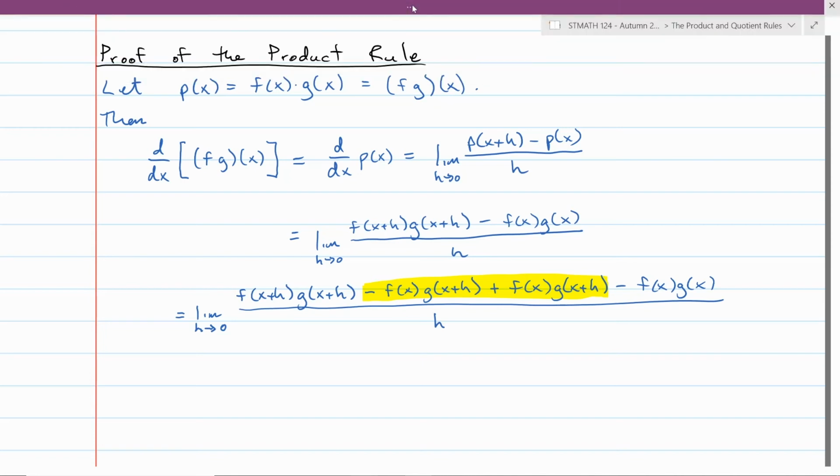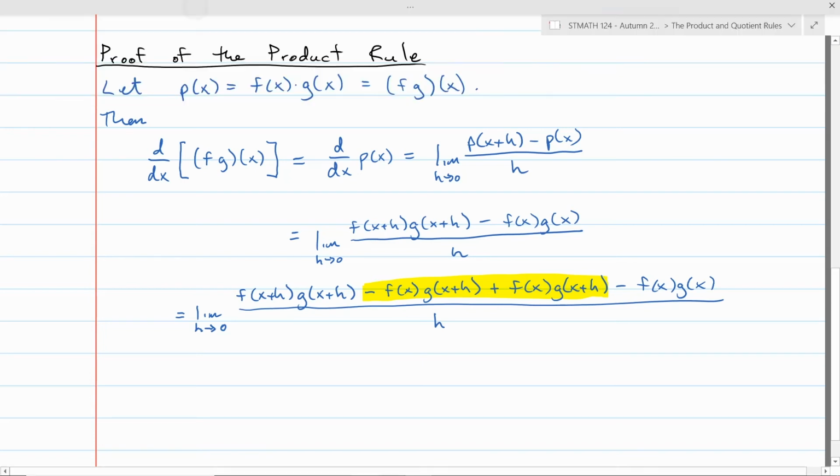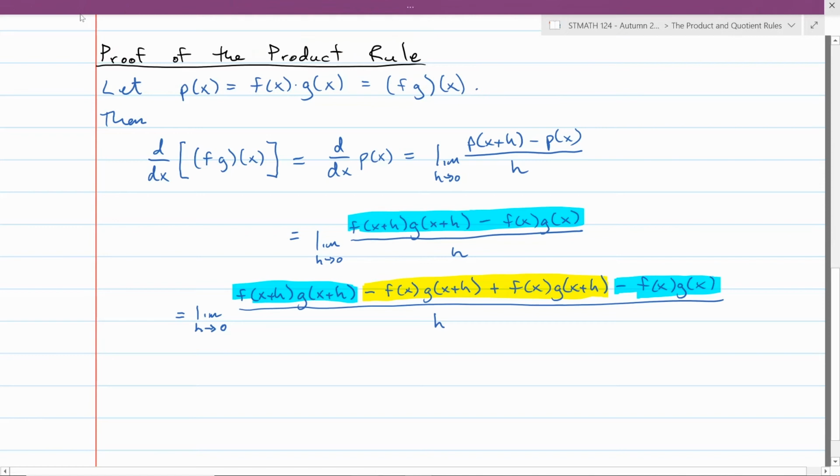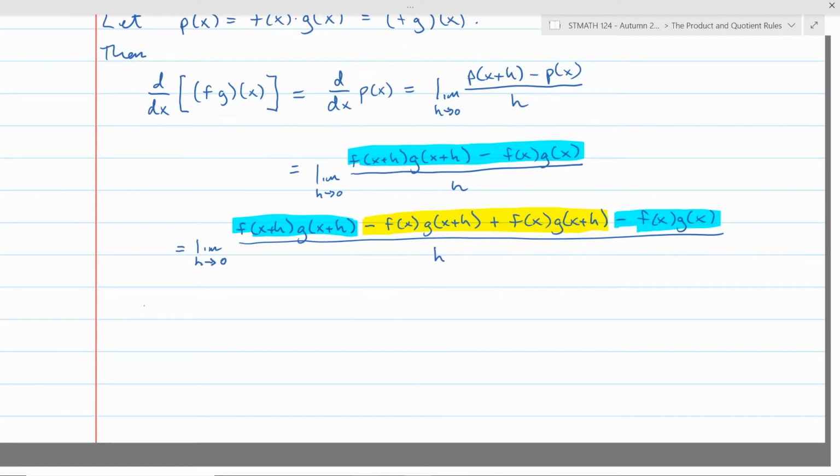And then the rest of what's in the numerator is what was previously in the numerator. So this bit here is here and here. If you look at what we've done, we haven't changed the value of anything. We've simply taken what we previously had and added 0 to it. But that has an effect.